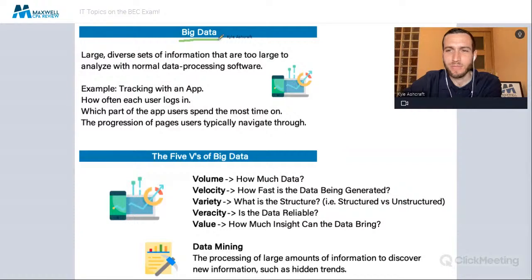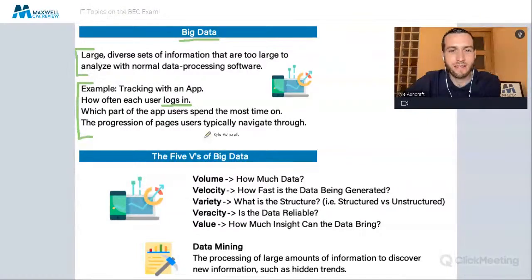So what is big data? Big data refers to large, diverse sets of information that are too large to analyze with normal data processing software. So we can extract very large amounts of information from the internet very easily, and we need specific software to process it. Like the example that we were talking about, if we have an app, then there's a lot of information we can track. We can track when the users log in, we can track which parts they spend the most time on, and imagine tracking that for every single user of the app, every single piece of activity. So it's a lot of information, and we need to kind of define it better and figure out whether we have quality big data or not.